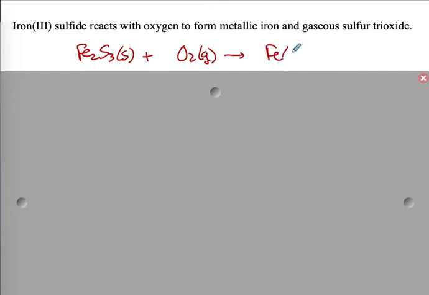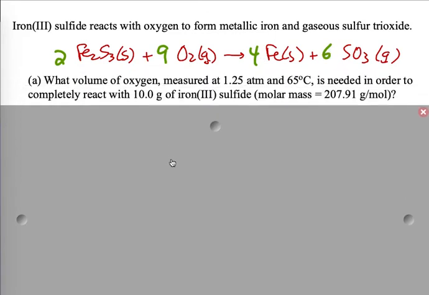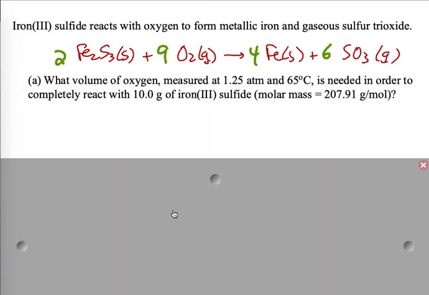Iron metal is a solid, and sulfur trioxide gas has the formula SO3. To balance the equation, I need coefficients of 2, 9, 4, and 6. Question number 1, what volume of oxygen do we need measured at this particular temperature and pressure? I already read this, so I don't need to go through it.